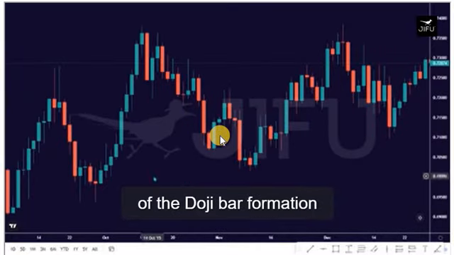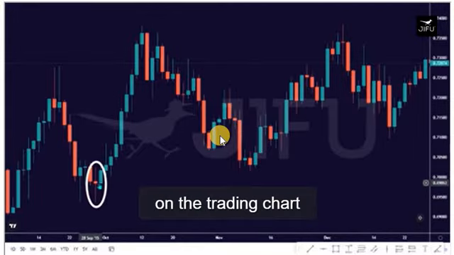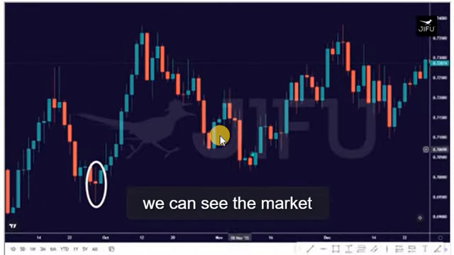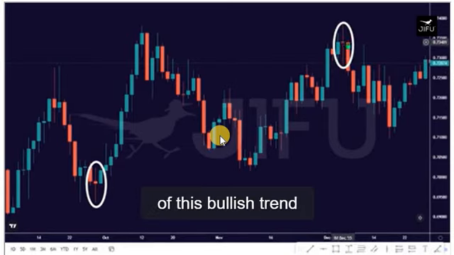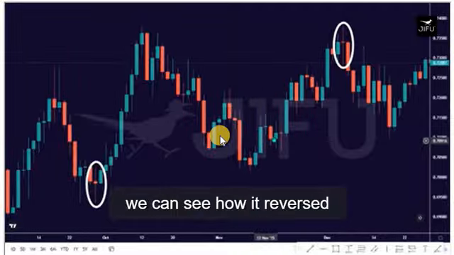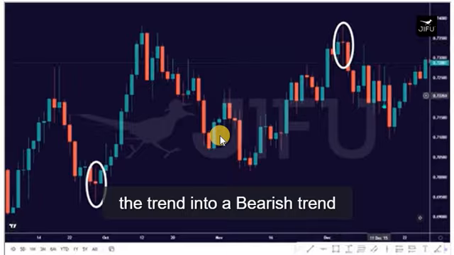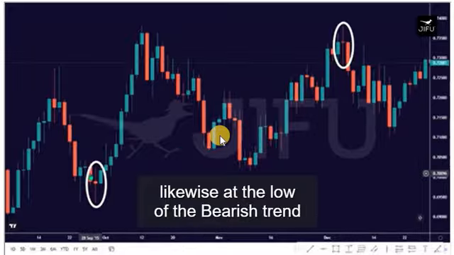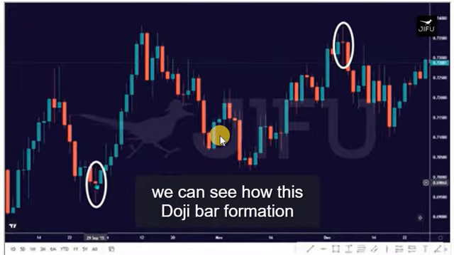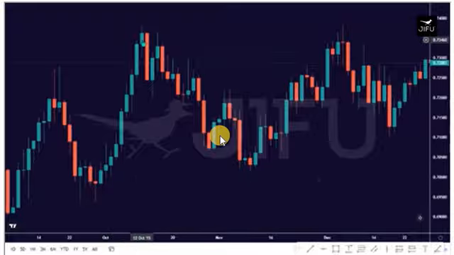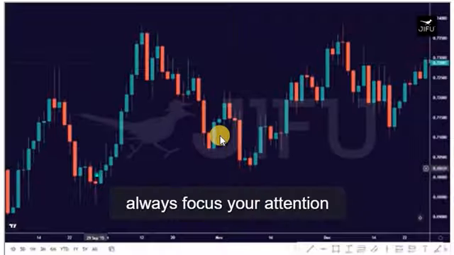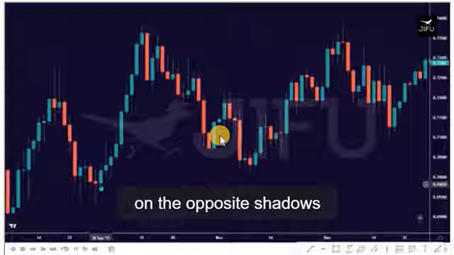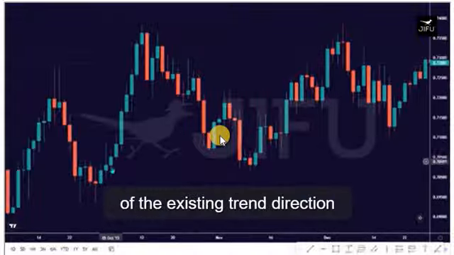Here's an example of the doji bar formation on the trading chart here. We can see the market was in a bullish rally. The doji formed at the high of this bullish trend. We can see how it reversed the trend into a bearish trend. Likewise, at the low of the bearish trend here, we can see how this doji bar formation led to a bullish trend. Whenever the doji formation occurs at high or low of a trend, always focus your attention on the opposite shadows of the existing trend direction.